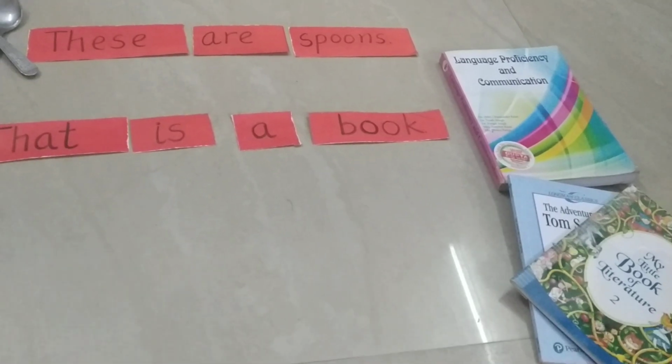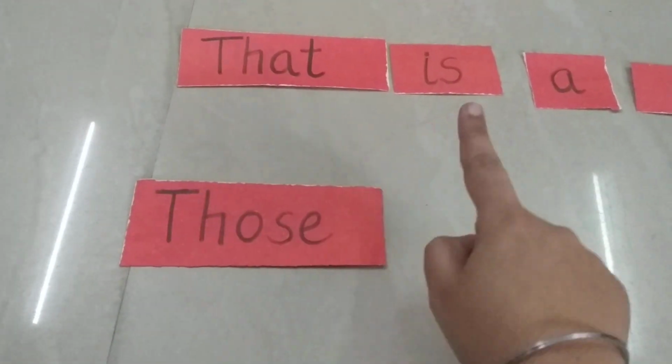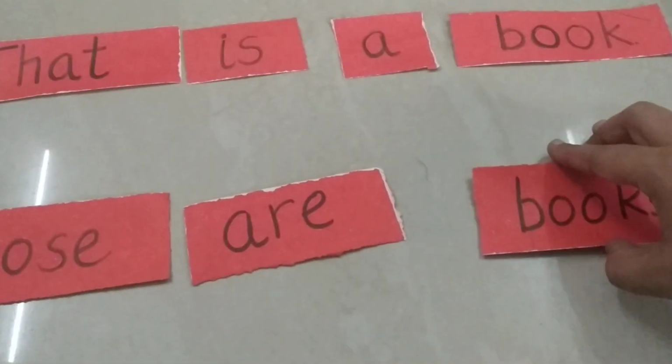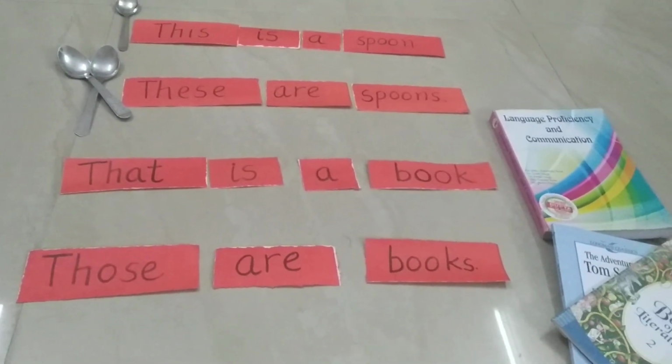But what if I will put more books far away? Now many books are far away. Then what will we use? What is the many of that? Those. What is the many of is? Are. What is the many of book? Books. So I will write, those are books.